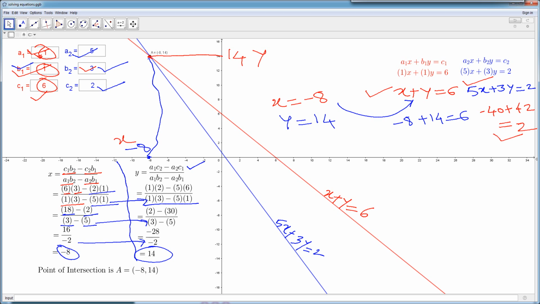I request you to solve some more examples on finding the intersection point of two lines.